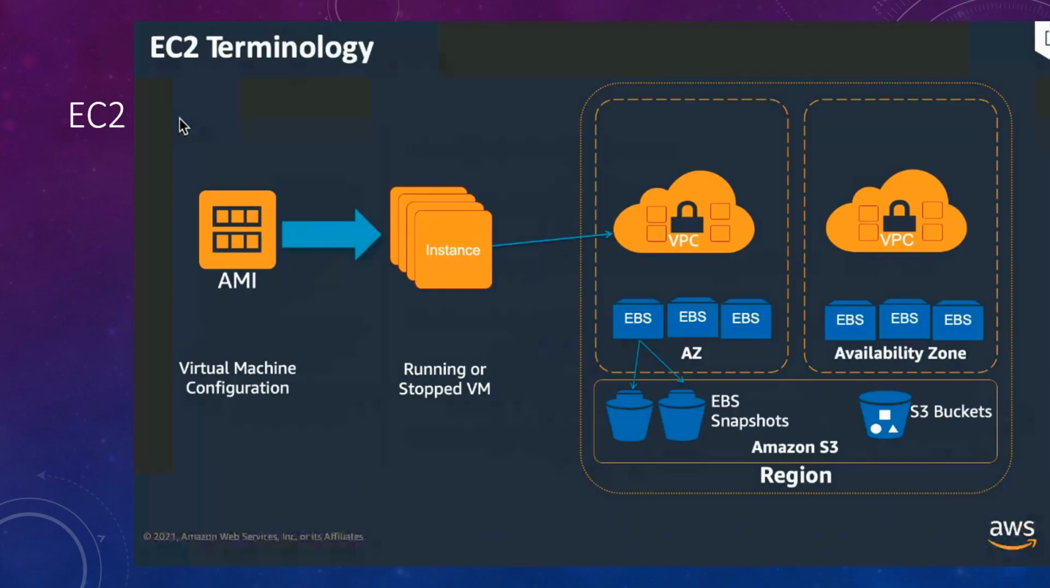So here's some other EC2 terminology. We've seen the AMI and the instance and the VPC. Just below the VPC here, you can see EBS. So EBS is Elastic Block Storage. Why they call it that, I have no idea. It's just to confuse you, I'm sure. EBS basically means a hard disk.